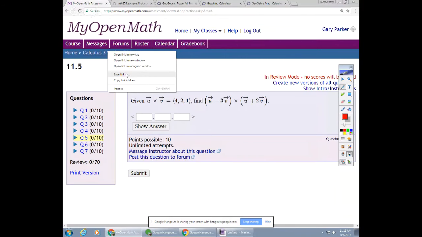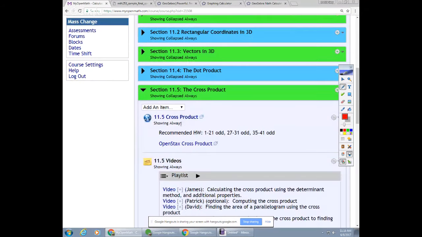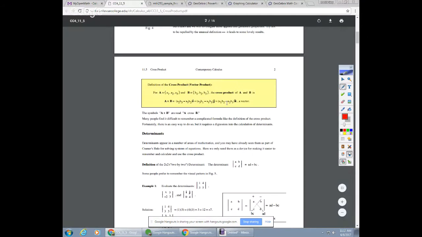Okay, so let's go into a new tab here. Oh, I didn't mean to do that. Oh well. And cross products. So let's check out the textbook, if there's anything in there.